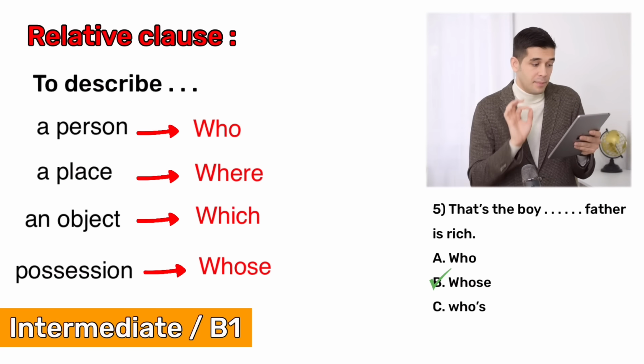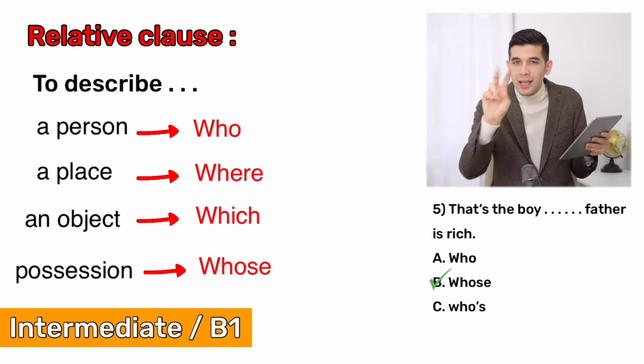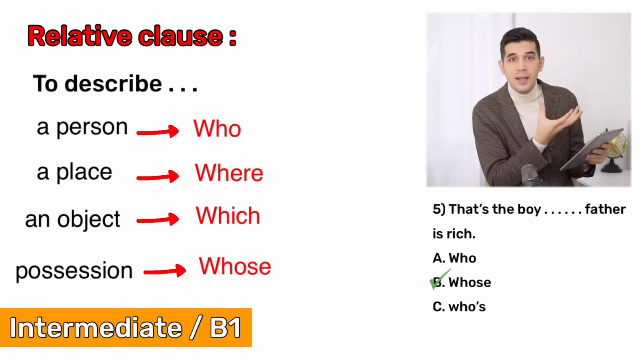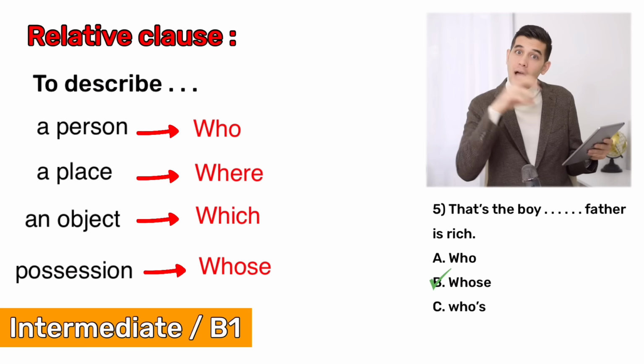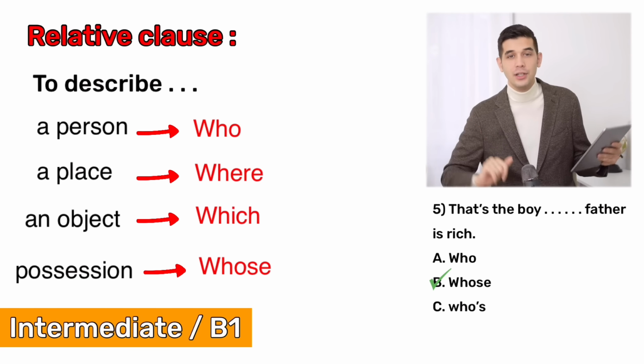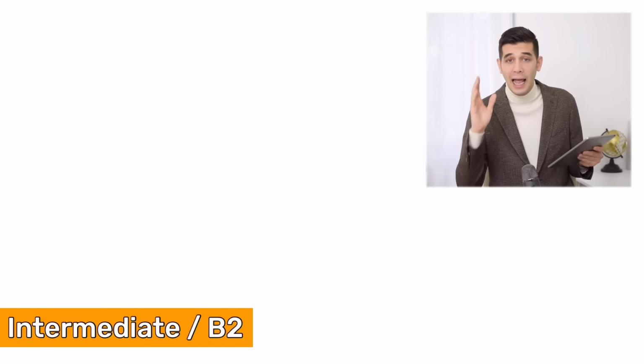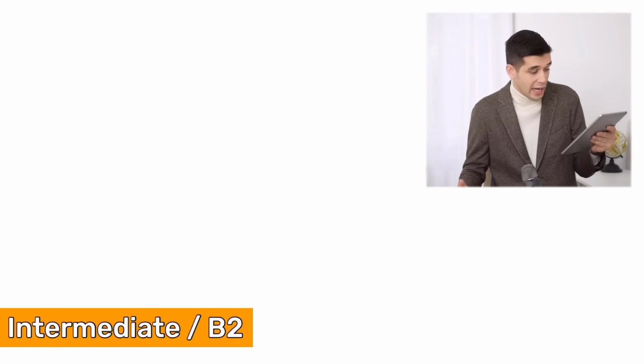Now look at the question. That's the boy. Father is rich. We're talking about two people, the father and the boy. The father belongs to the boy. So we are talking about possession and we should use the pronoun whose. That was the end of B1. Let's move on to intermediate B2 and continue with question number 6.